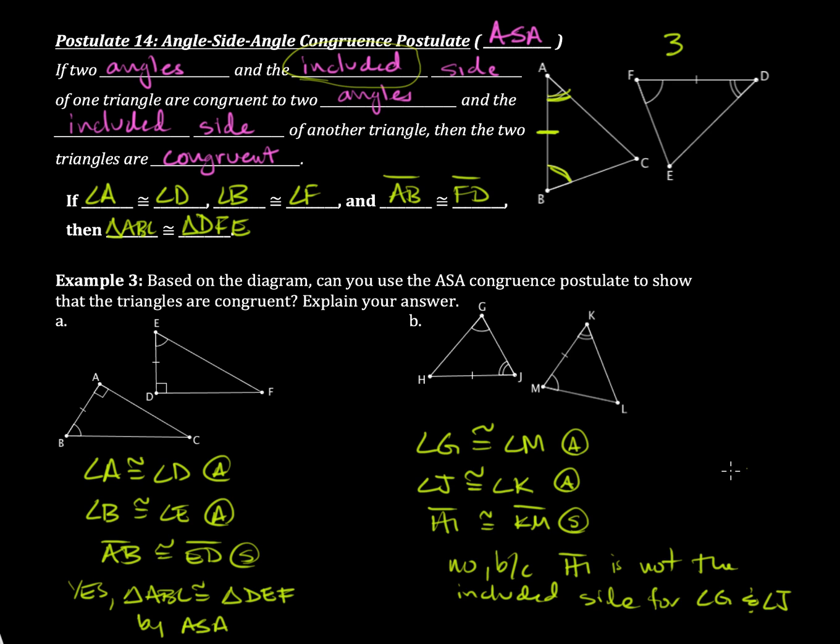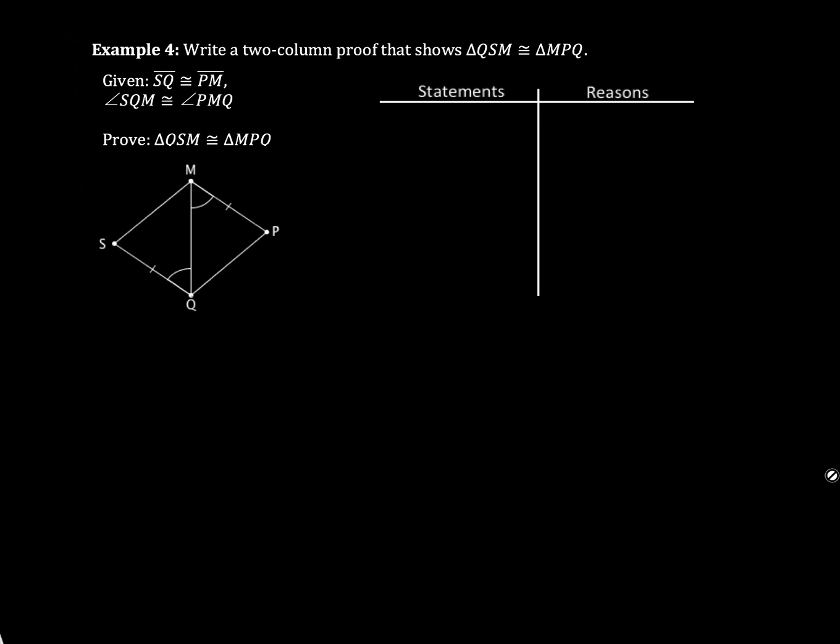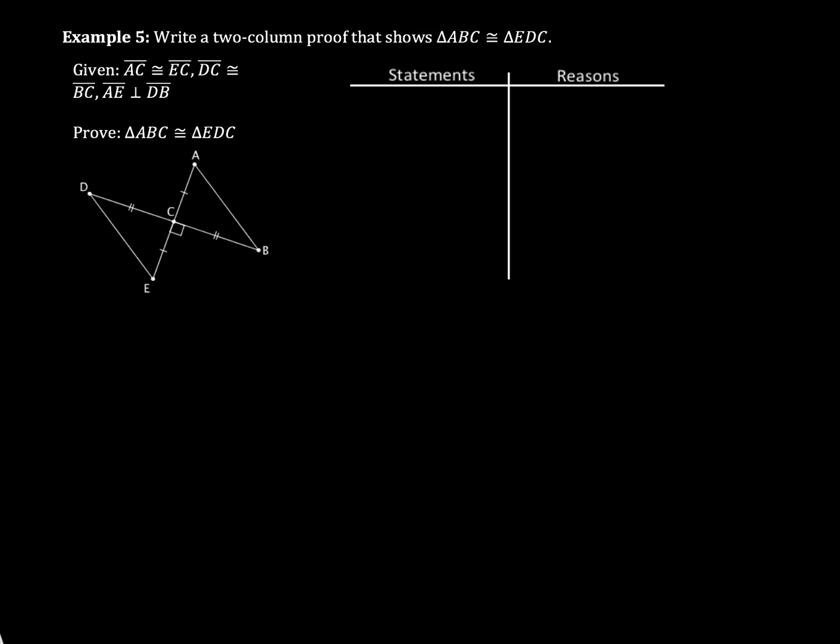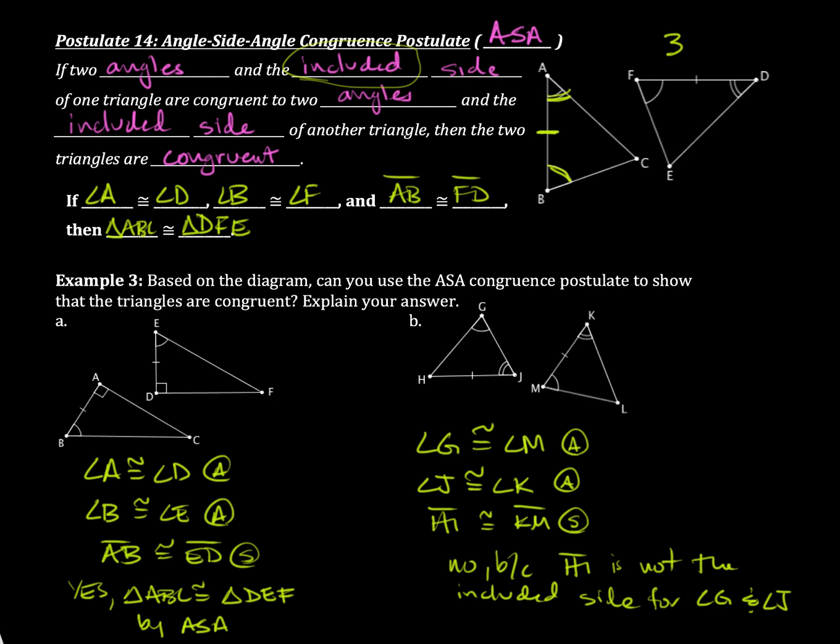All right, so the last couple things that you might have on your note sheet are a couple of proofs. Example 4 is a proof, and example 5 is a proof. I'm going to do those in a separate video. So for now, this is all we're looking at.